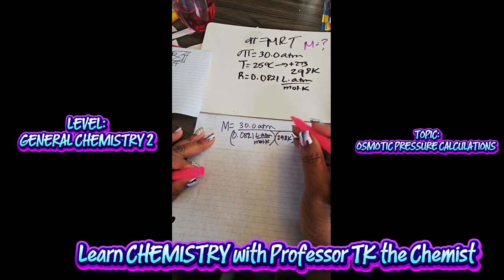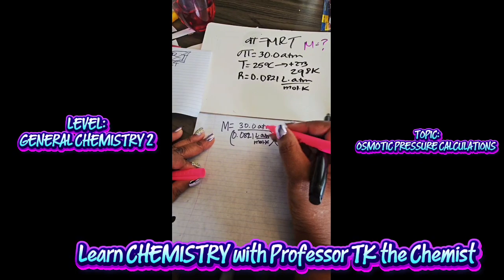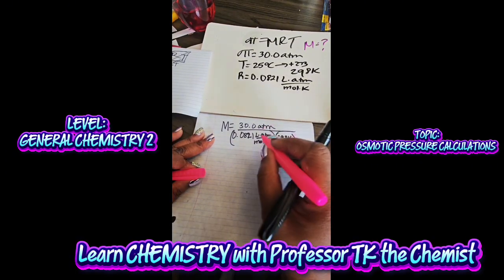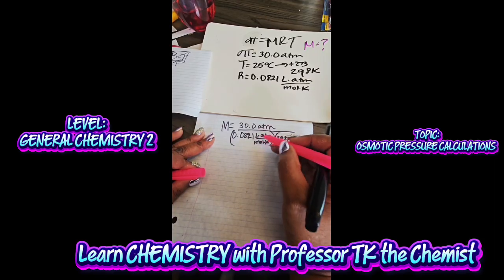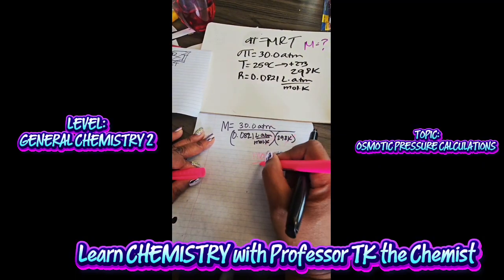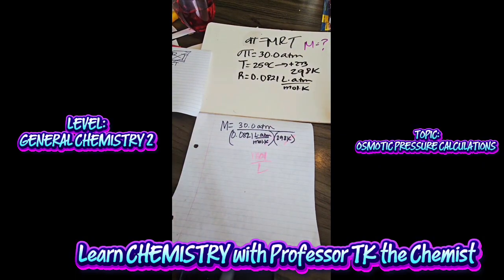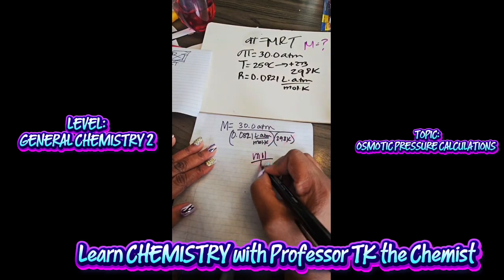Before you plug in any numbers on your calculator, go ahead and get rid of the units that you do not need. ATMs goes out the door. Kelvin goes out the door. You're left with, even though it says liters per mole, when you flip these units here, it's actually going to become moles per liter. So now, when you flip this, it's going to give you moles per liter.